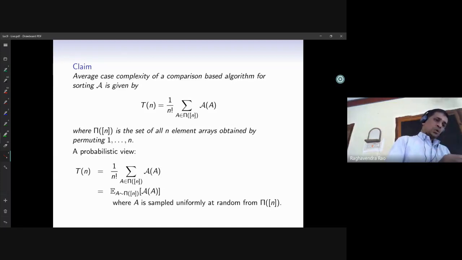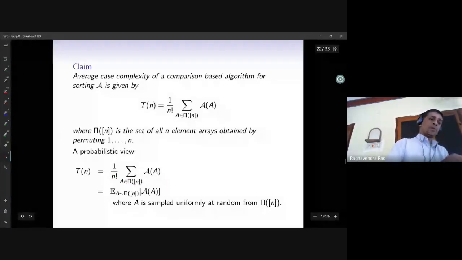So this was our definition of the average case complexity of any algorithm. This is nothing but if you sample an array uniformly at random from the set of all permutations of 1 to n, and you look at the expectation. So this expression is nothing but the expectation of the performance of A, that is the number of comparisons of A, when we choose an array uniformly at random from the set of all permutations of 1 to n. There are exactly n factorial many, so the probability of hitting upon a particular array is 1 by n factorial.